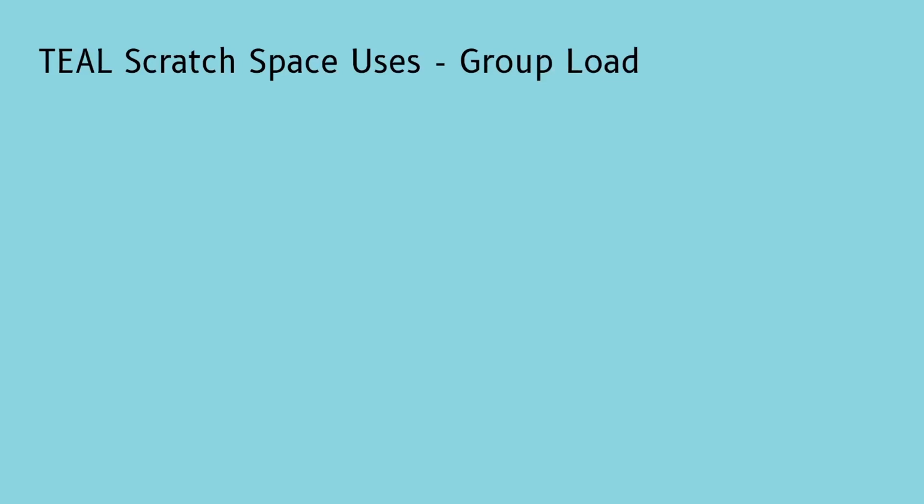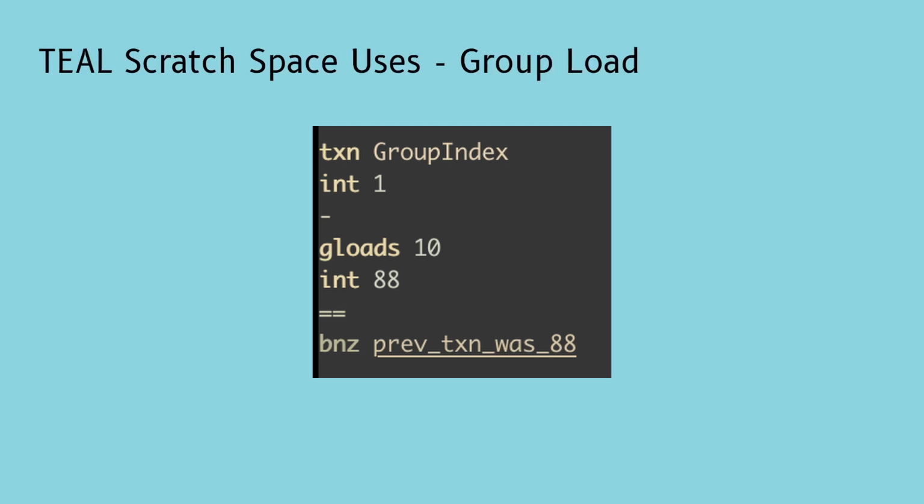Once again, remember that Scratchbase is temporary and can only be written to during the transaction's evaluation. Additionally, reading from Scratchbase is only available during the current transaction and any transactions which follow it within the current atomic group. As a final example, here we use the opcode gloads, which allows us to read the Scratchbase slot number 10 of the previous transaction within the group. If the Scratchbase in question was never set, then this value defaults to 0.